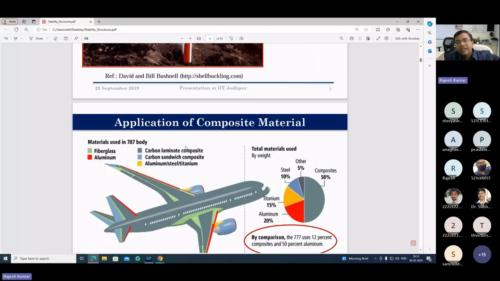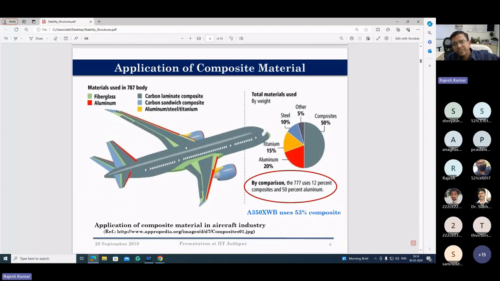The next, application of composite materials. This is very interesting because nowadays we want to make structures lighter. Some of the structures become lighter, like nuclear structures, aerospace structures. Why do we want to make them lighter? Because of fuel efficiency. If it is lighter, then what will happen? Efficiency will be more and there will be less fuel consumption. That's why we remove conventional materials like steel, aluminum, and different types of metals. We remove that and we jump into the composite materials.